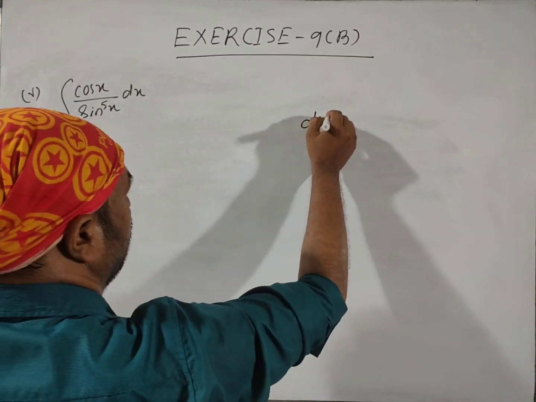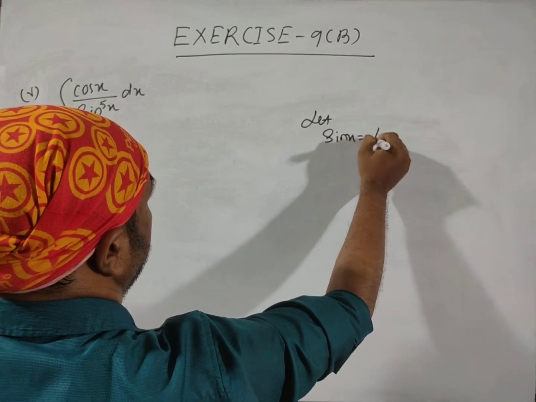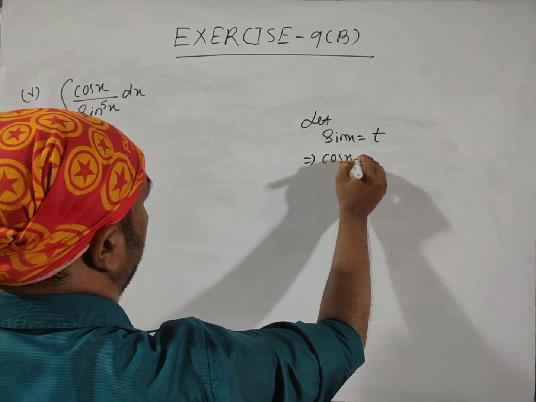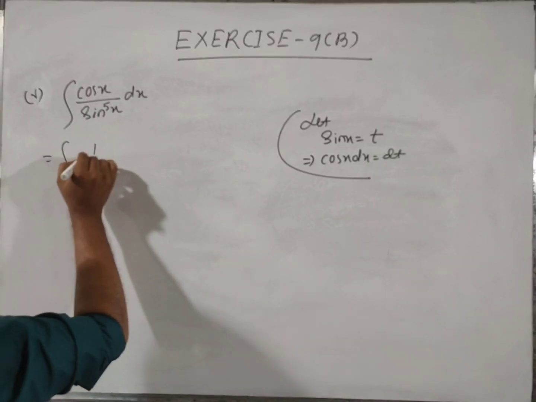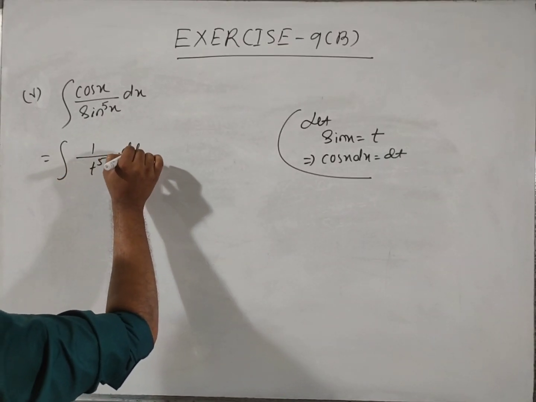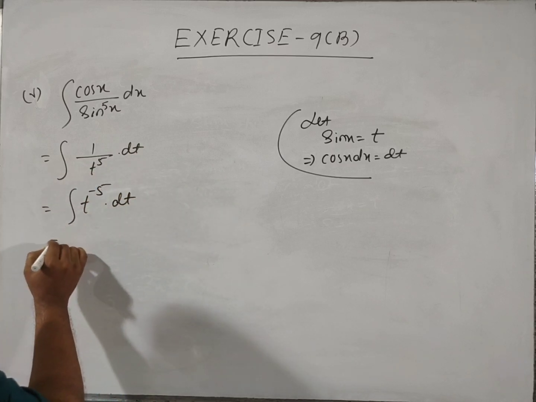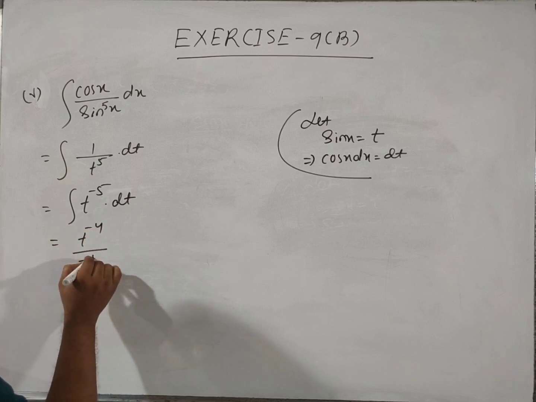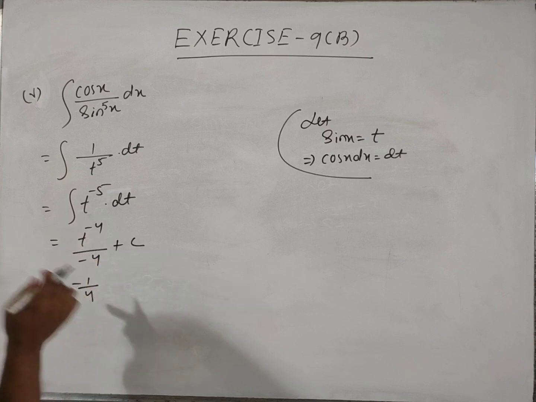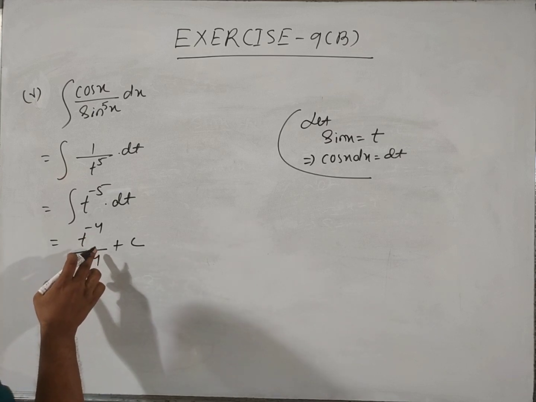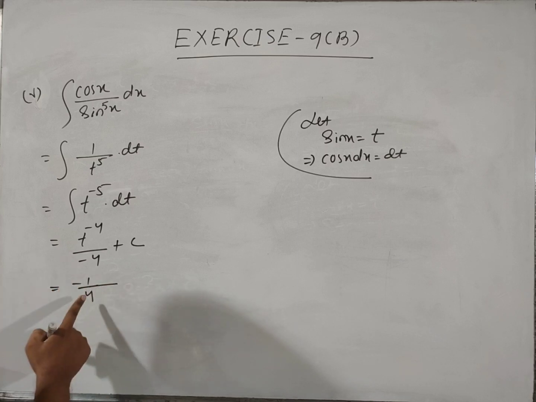Then let us consider, here in this problem, sin x as t. Let sin x as t, then its derivative cos x dx, it is dt. So it will be 1 upon t to the power 5, cos x dx, it is dt. T to the power minus 5 dt. So it will be t to the power minus 4 divided by minus 4 plus c. So it will be minus 1 upon 4.